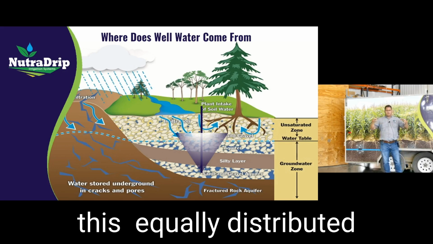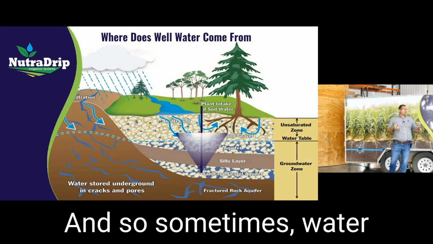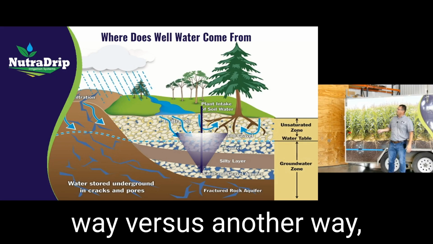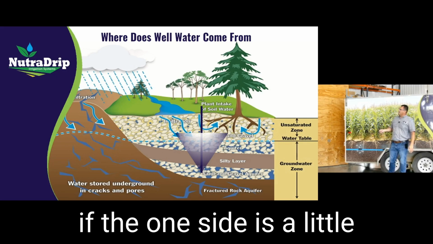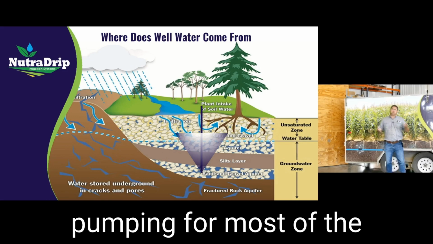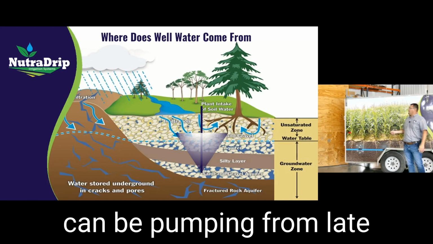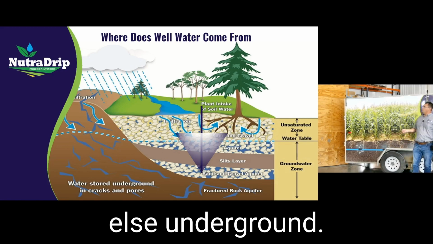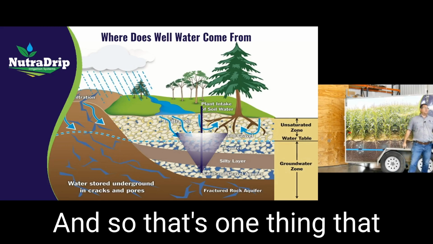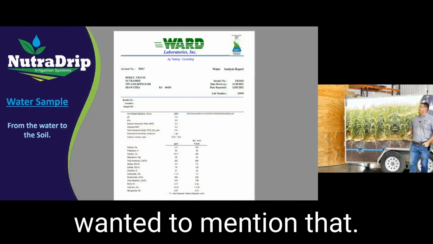Now, having said that, an aquifer, or the sand and gravel that we're pumping out of, isn't necessarily this equally distributed same size of rock or whatever everywhere. And so sometimes water can be coming from one way versus another way if the one side is a little tighter than the other. And so after we've been pumping for most of the summer, the water that we can be pumping from late in the summer could be coming from somewhere else underground, and so the water can actually change on you. And so that's one thing that we need to keep in mind.